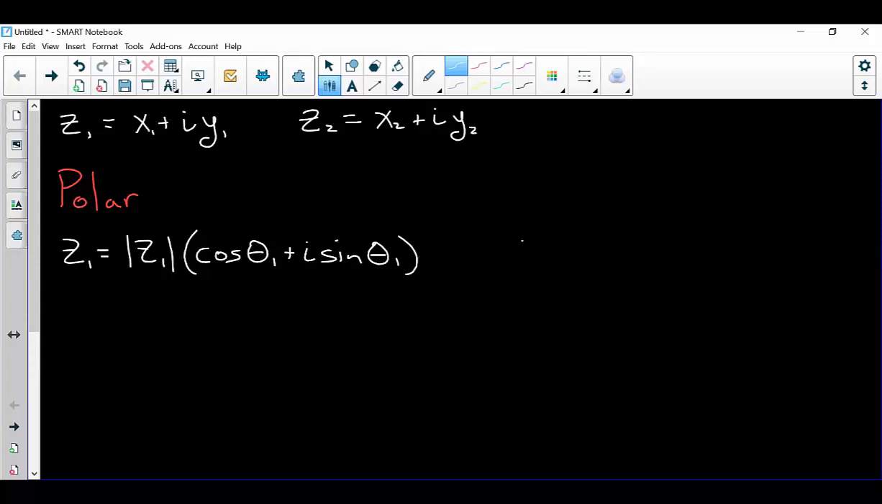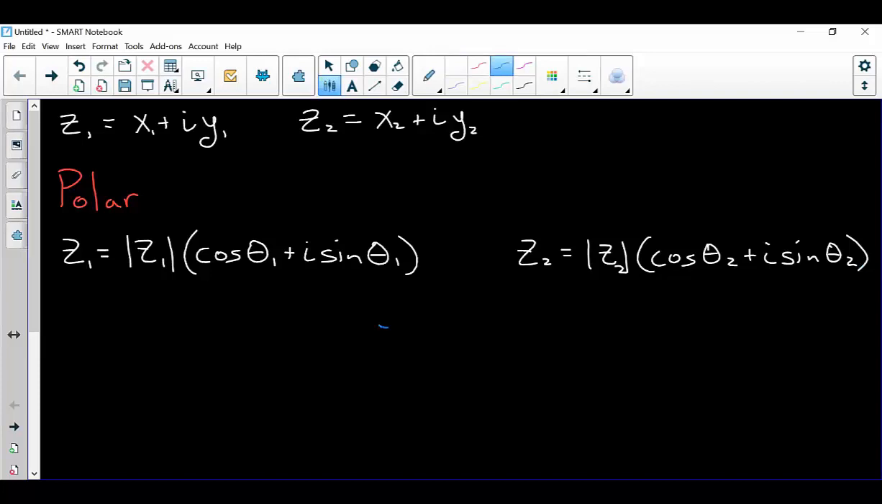Now, I could do that with Z2 as well. So we have a couple of complex numbers and we wrote them in different forms. Now, remember what we did last time: I showed you how you can write these things in exponential form.